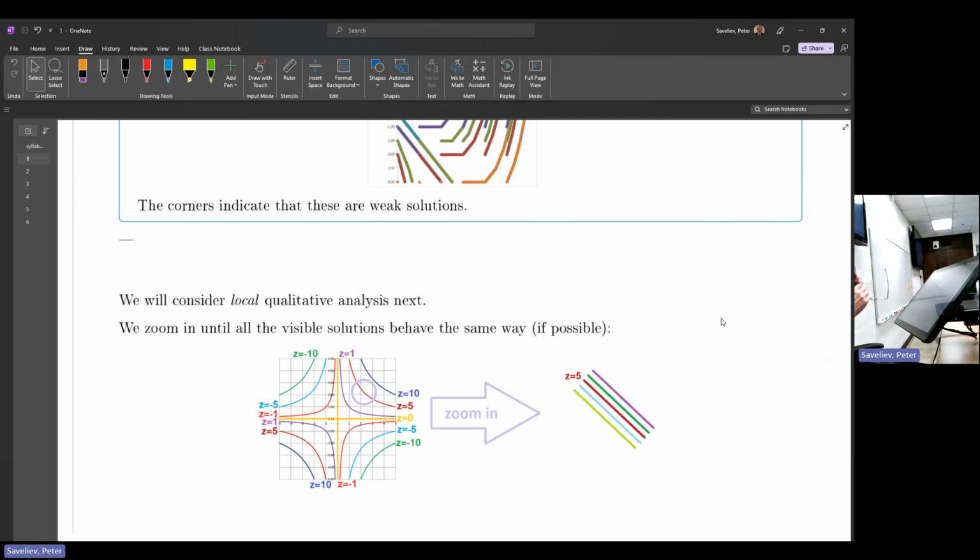Once again, this reminds us of calculus 1. We zoom in on a differentiable function, it looks straight. Here we zoom in on a family of curves, but the effect is the same. We have a bunch of parallel straight lines. So we call it generic behavior. Very, very simple. There is nothing about the solution set in that location to be discovered.